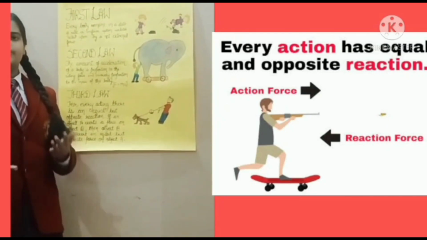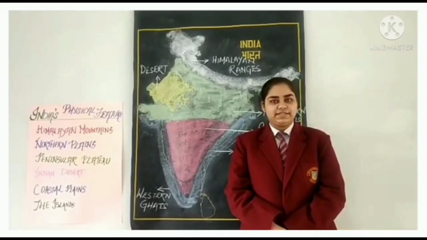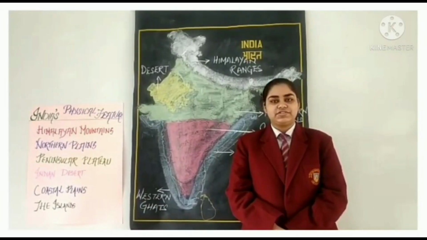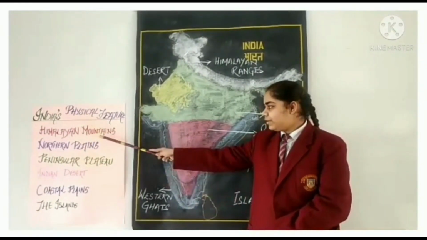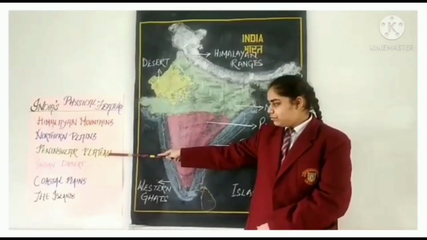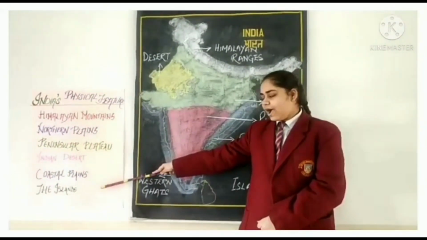Today we are going to discuss the physical divisions of India. The physical divisions of India are divided into 6 broad categories according to their physiographic forms. They are the Himalayan mountains, the northern plains, the peninsular plateau, the Indian desert, the coastal plains, and the islands.